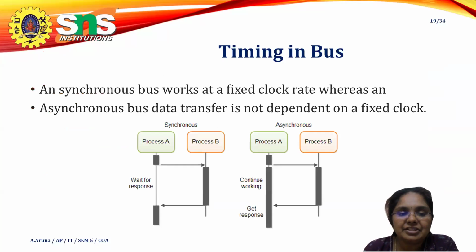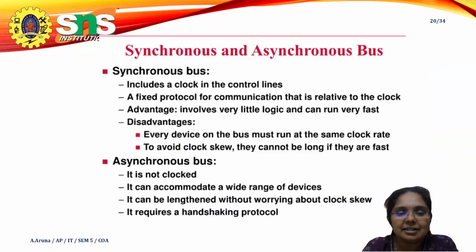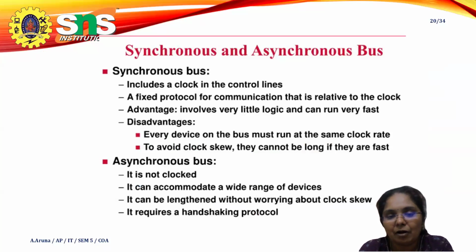Initially I said that there are two types of timing: one is synchronous, and the other is asynchronous. Synchronous works with a fixed clock rate, and asynchronous works on a variable clock rate that does not depend on a fixed clock rate. A synchronous bus includes a clock in the control lines. A fixed protocol is used for communication, with very little logic, and it can run very fast. The drawback is that each device on the bus must run on the same clock rate.